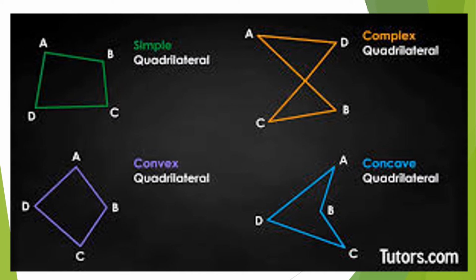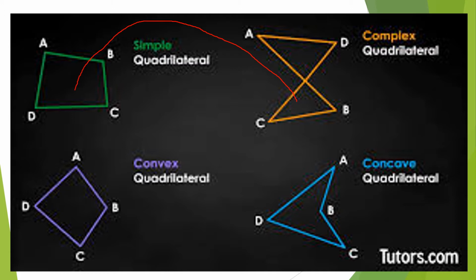Now, let us come to the types of quadrilaterals. Children, there are different types of quadrilaterals. Among them, the first two types are simple quadrilaterals and complex quadrilaterals, and then convex quadrilaterals and concave quadrilaterals. Children, by observing itself, we can say which is a simple quadrilateral and which is a complex quadrilateral here.